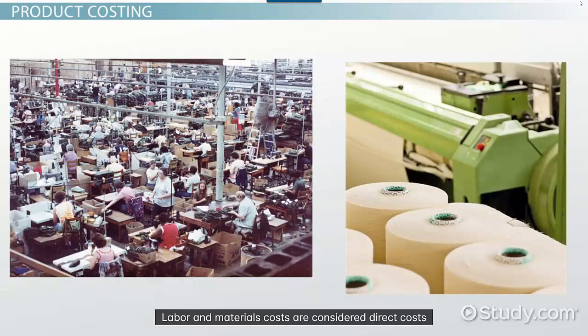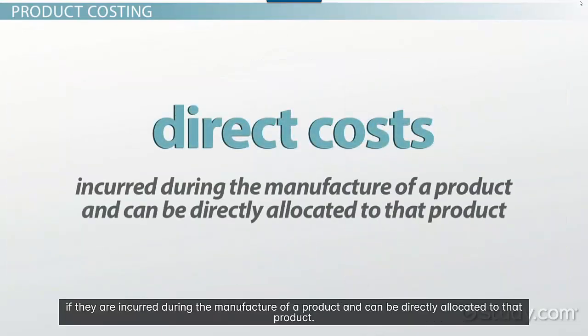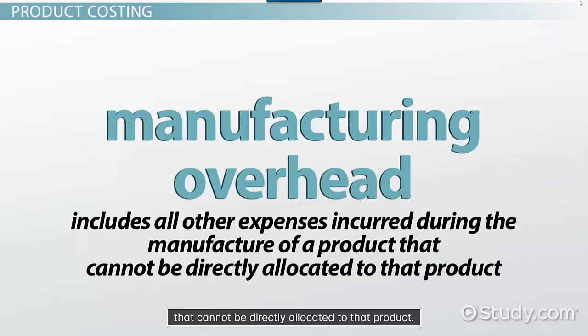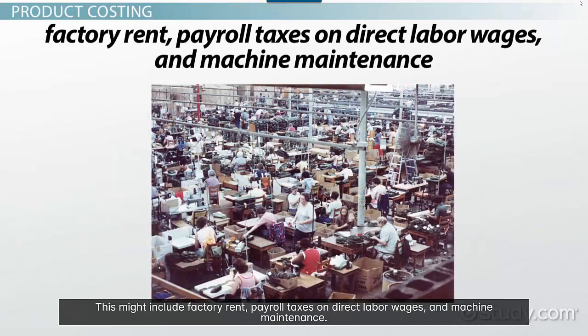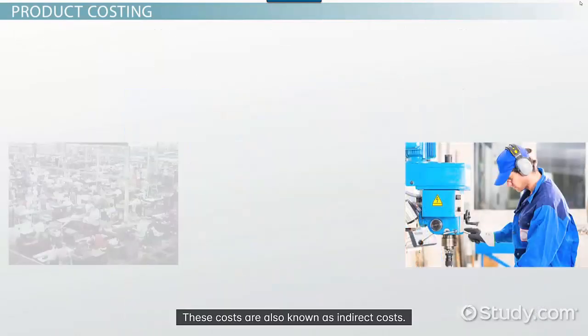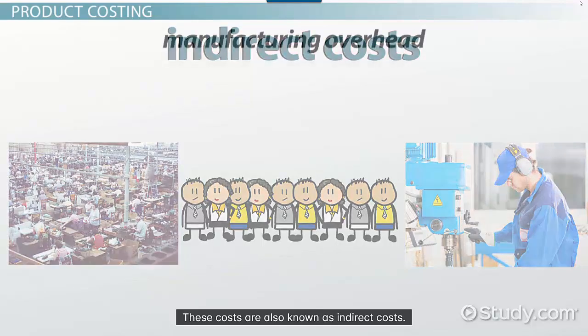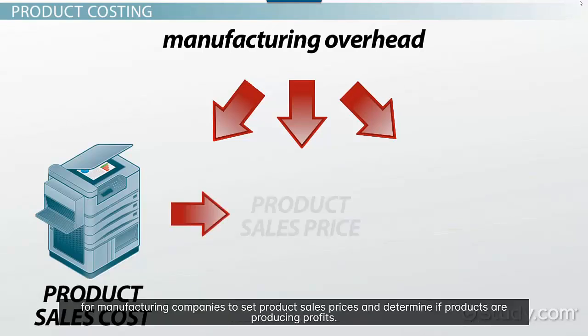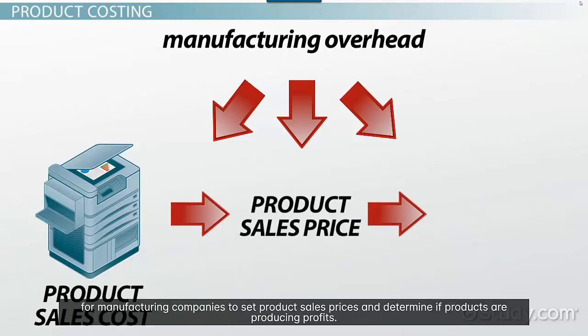Labor and materials costs are considered direct costs if they are incurred during the manufacture of a product and can be directly allocated to that product. Manufacturing overhead includes all other expenses incurred during the manufacture of a product that cannot be directly allocated to that product. This might include factory rent, payroll taxes on direct labor wages, and machine maintenance. These costs are also known as indirect costs. Manufacturing overhead must be accurately allocated to a product's cost for manufacturing companies to set product sales prices and determine if products are producing profits.